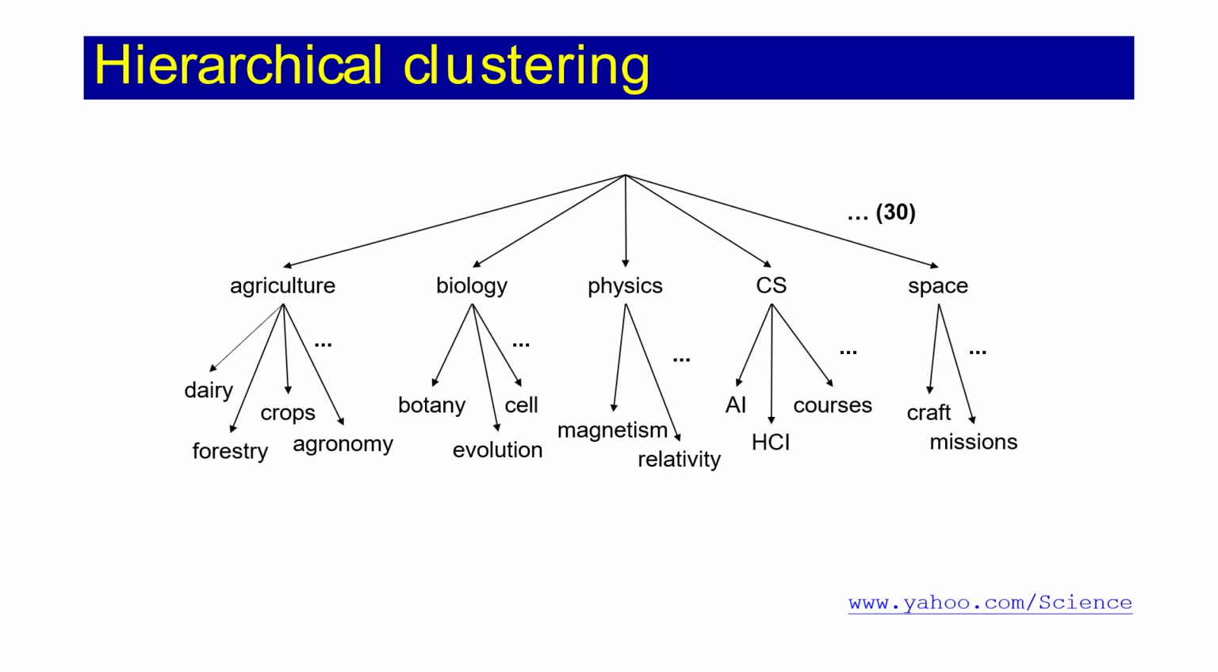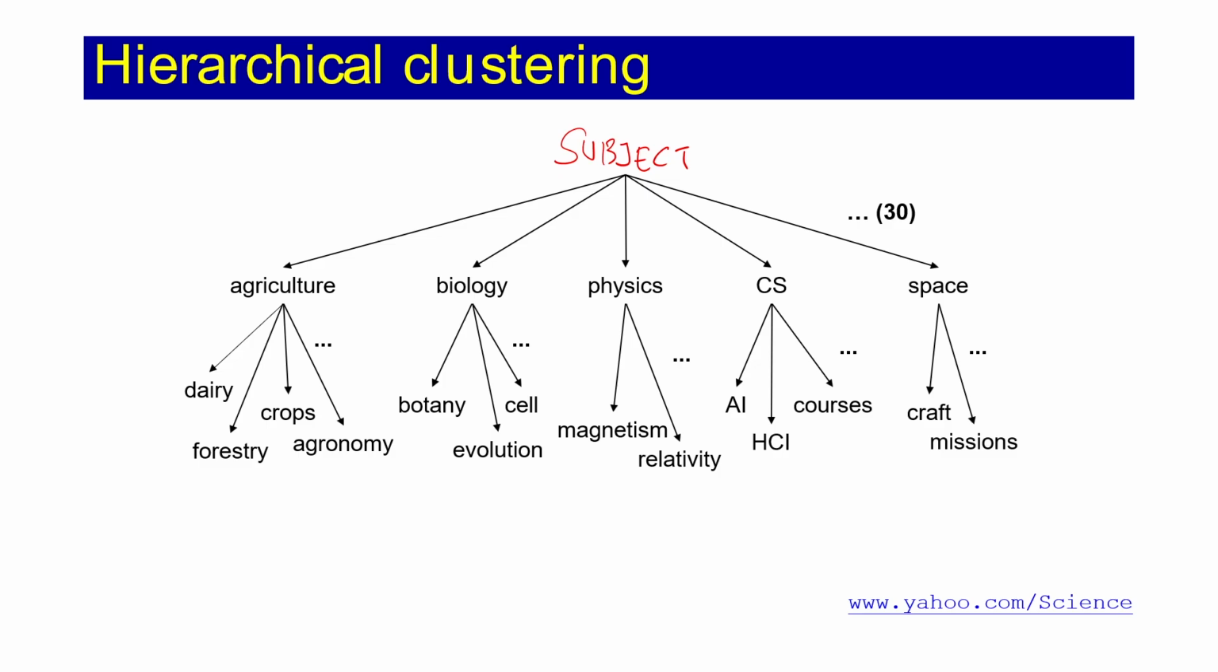Okay. To give an idea, these are different kinds of subjects, right. I did not write the subject, I thought you will tell me that. So, this is subjects. So, you have agriculture, biology, physics, computer science, space, correct. As you can clearly see, agriculture has dairy, crops, forestry, agronomy, they are separate subjects. Biology has botany, cellular biology, evolution biology, physics has magnetism, relativity, CS has AI, HCI or other courses, space can have craft, spacecraft or space mission or many others. Am I clear? So, you can do that actually.